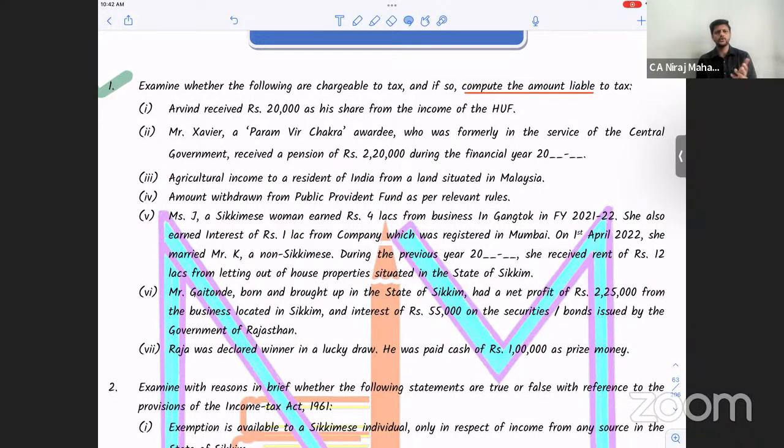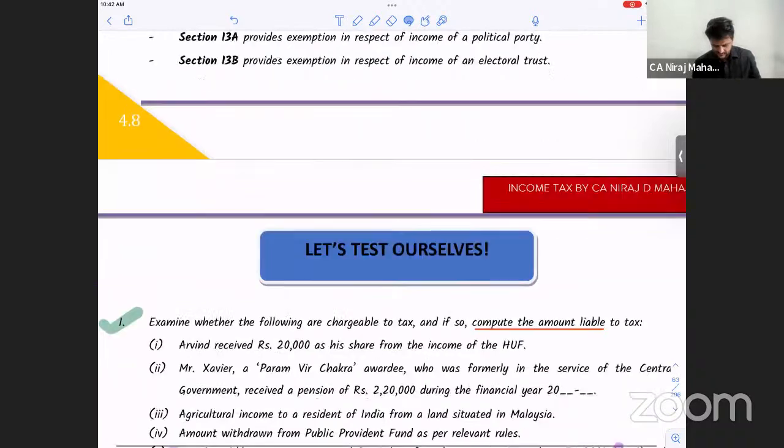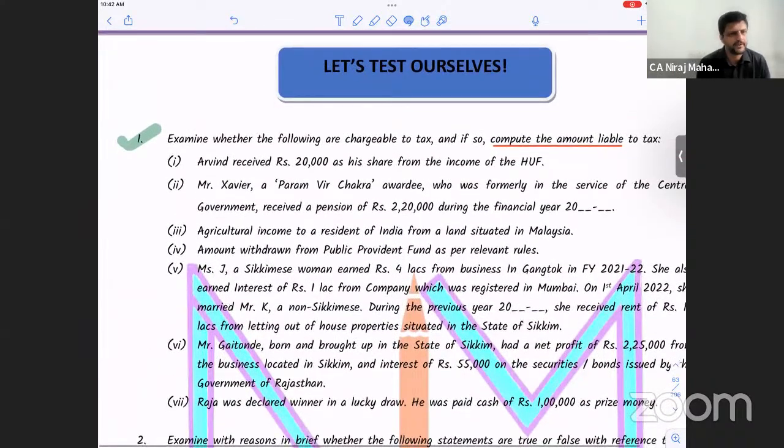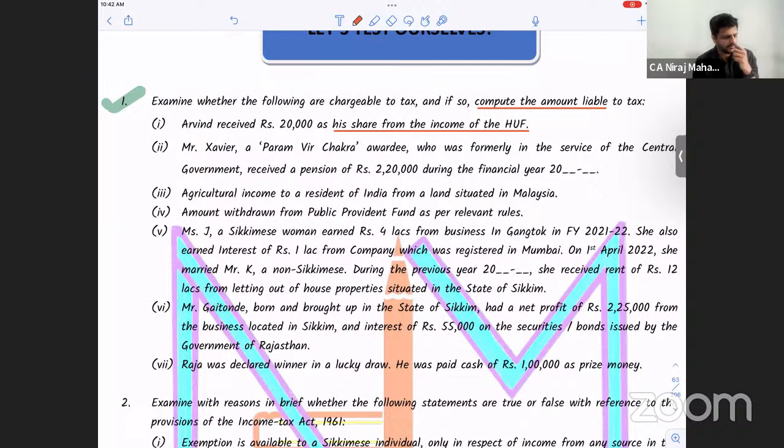See, just like an agricultural, you may have to do apportionment now. See, chapter number 4, in fact, is a bigger chapter than chapter number 3. Chapter number 4 means this one we are doing, exempt income. Exempt income includes agricultural income, no? Isn't it? Okay, fine. But I have separated for our syllabus point of view. So, first one, Arvind received 20,000 as his share from the income of HUF. Who is the assessee, but who is the recipient for our example in case number 1? Arvind. It is exempt in the hands of Arvind. Clear?